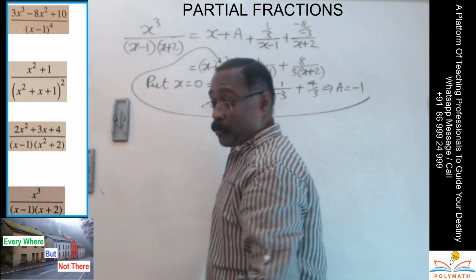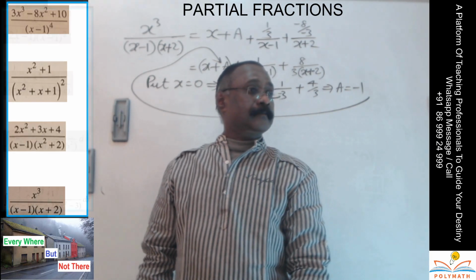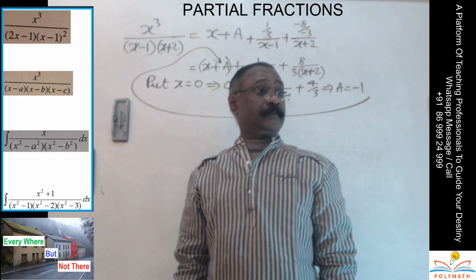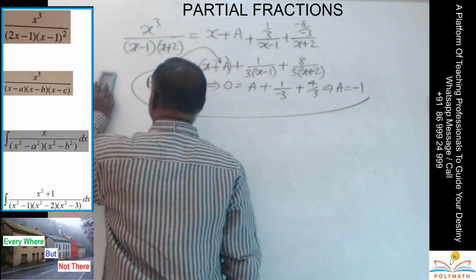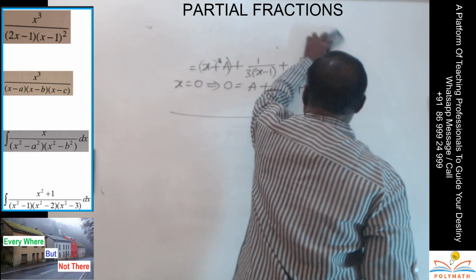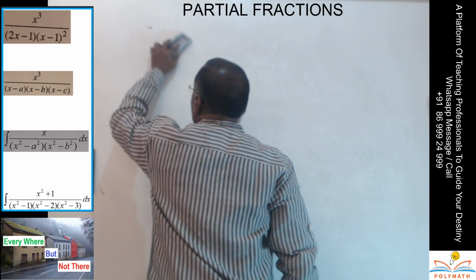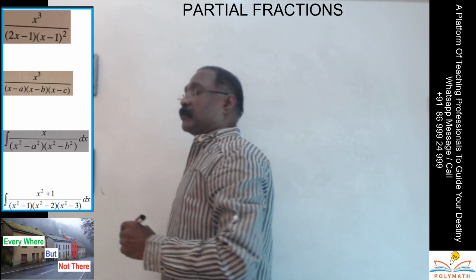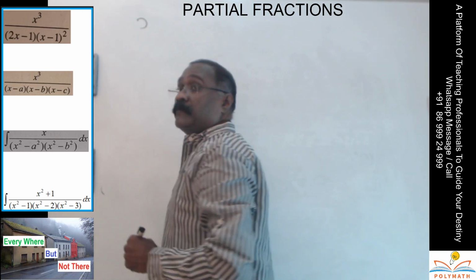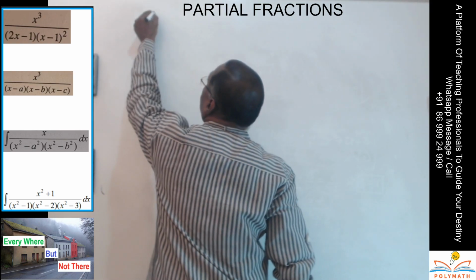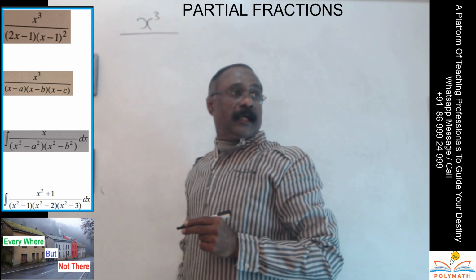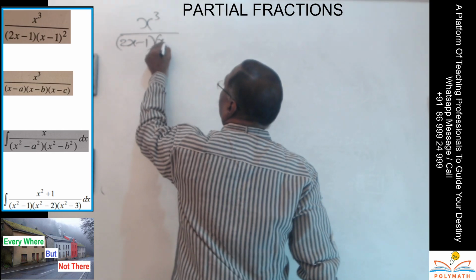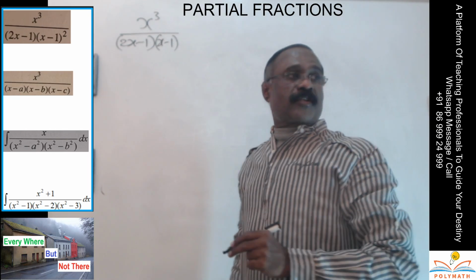Now, let us move on to the next question. x cubed by (2x minus 1) into (x minus 1) whole square. Just see that. This is also an improper fraction. x cubed divided by (2x minus 1) into (x minus 1) whole square.